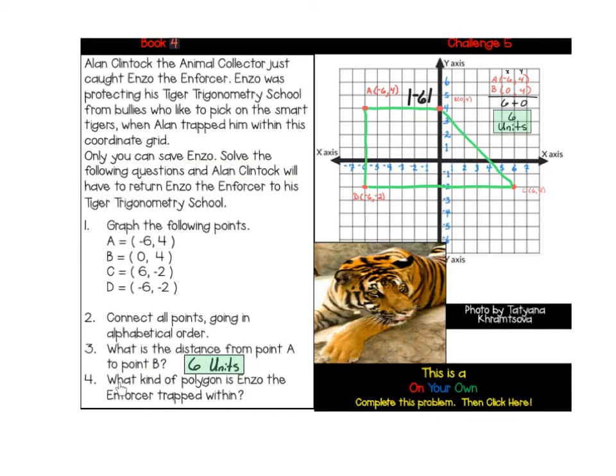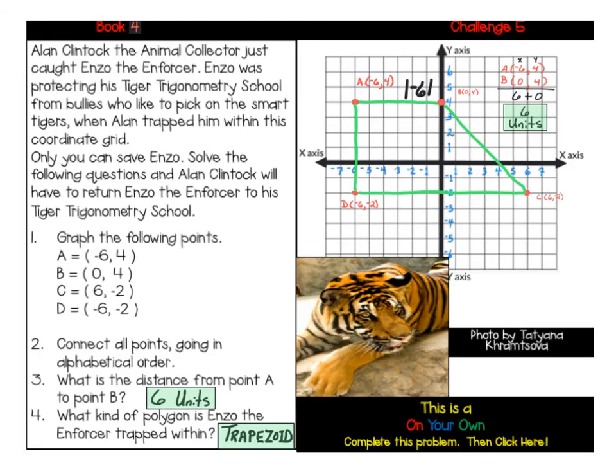Finally, let's look at our last question here. What kind of polygon is Enzo the Enforcer trapped within? And the answer is trapezoid, my friends. The definition of a trapezoid is a quadrilateral. So this is a quadrilateral because it has 4 sides and it is a polygon, right? A trapezoid has 2 parallel sides, right? So you've got only 1 pair of parallel sides.